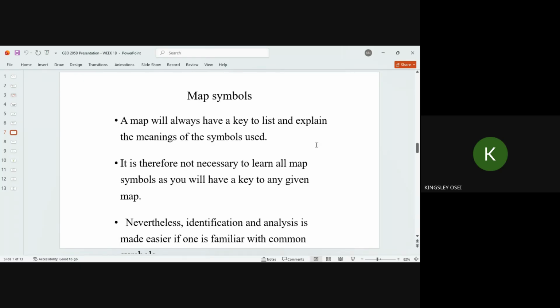And their role is to explain the meaning of the symbols used. It is therefore not necessary to learn all map symbols because you cannot do that. So you make use of a few, and that is why conventional symbols come in that are commonly used, and now they have been packaged. Then others will be treated as specifics. As we meet them, then we find information about them.